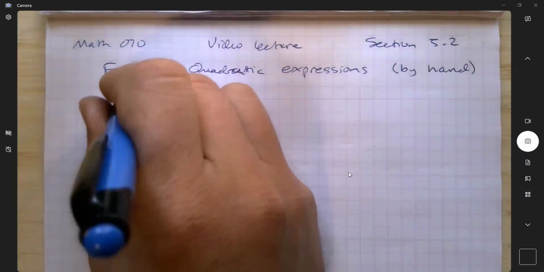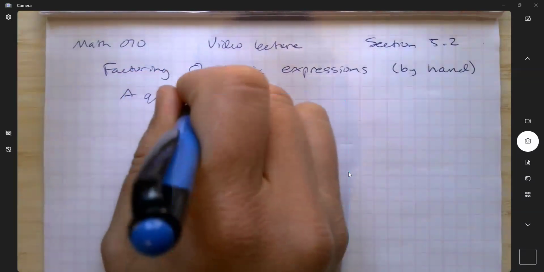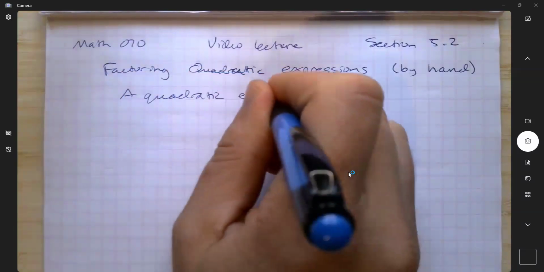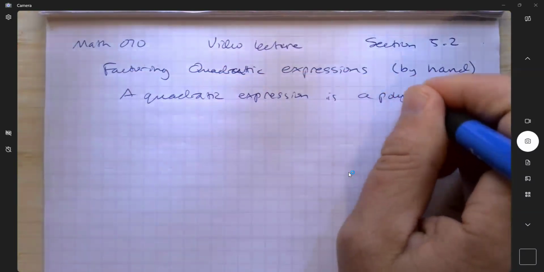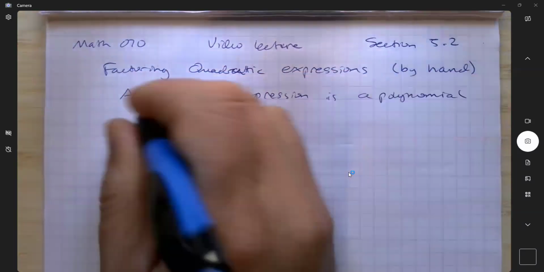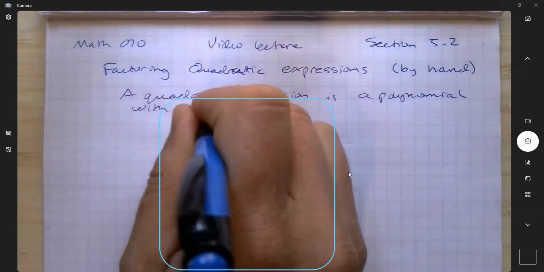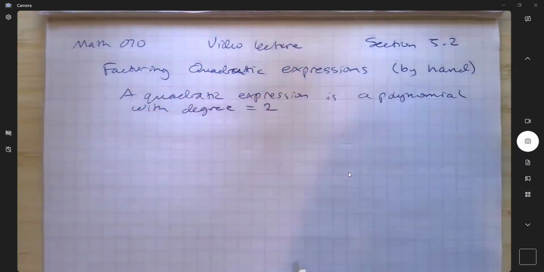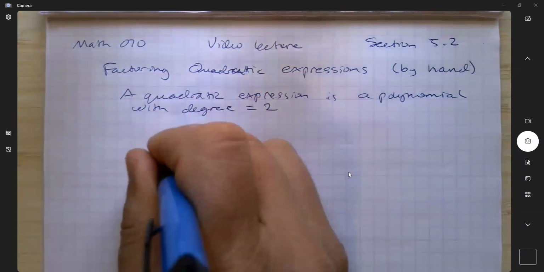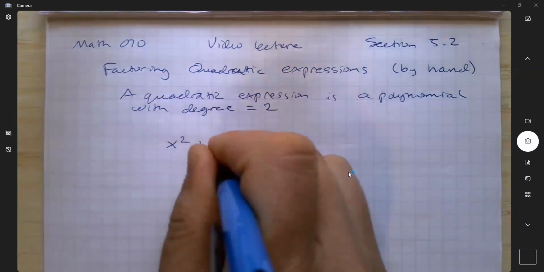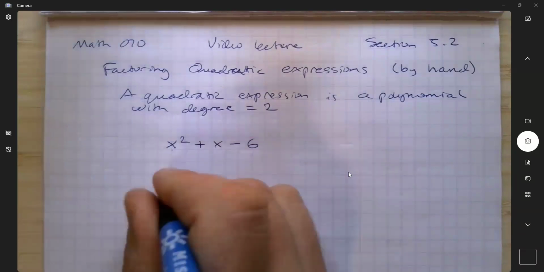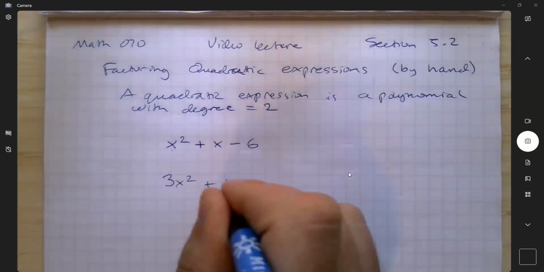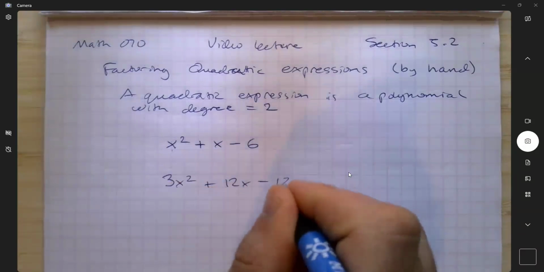Just as a reminder, a quadratic expression is a polynomial with degree equal to 2. Examples of that are the one I showed you in the video just now, x squared plus x minus 6. It doesn't have to be just an x squared. It could be a number times it, like 3x squared plus 12x minus 18.